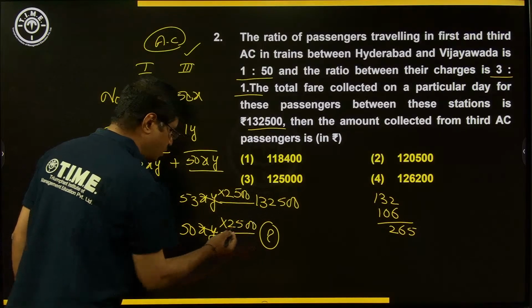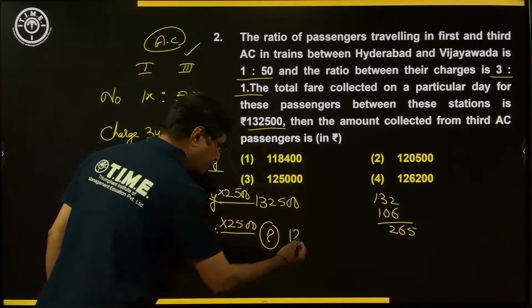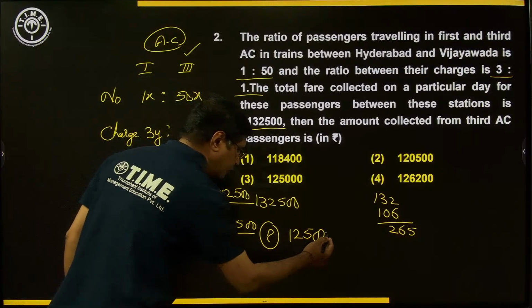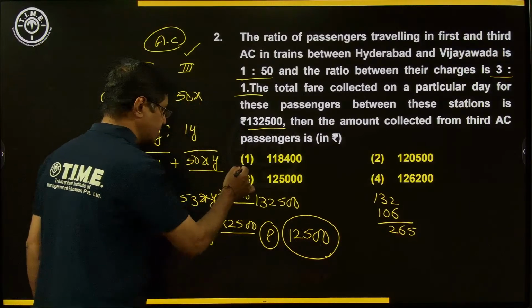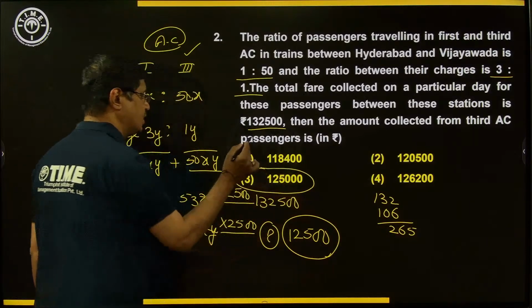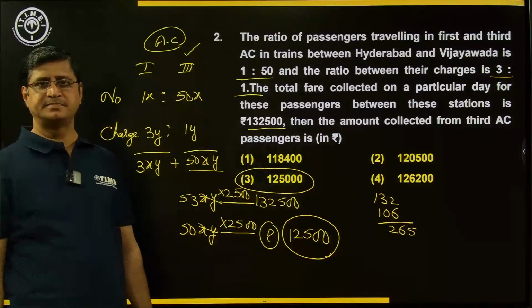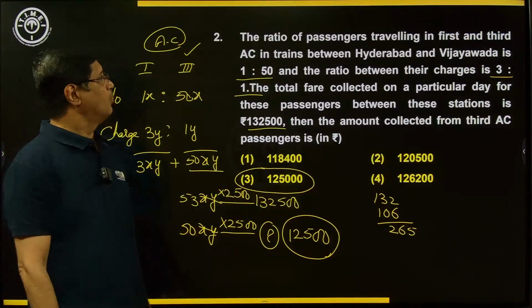So what is the result? 5 times of 25, that is 12500. What is the right choice? Option 3. Third choice is the right answer. Okay. Now moving to the next example.